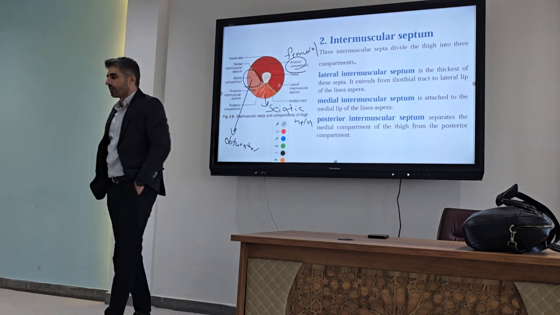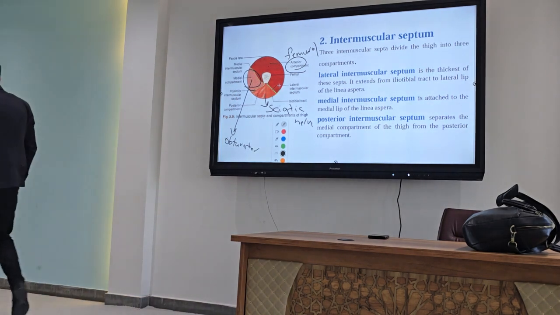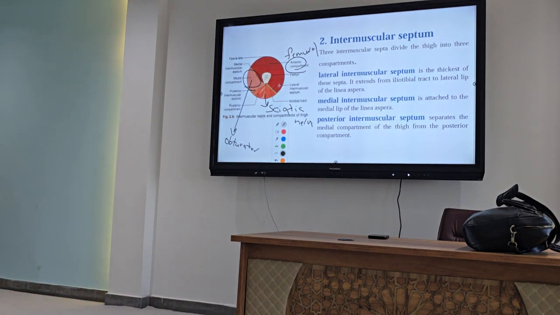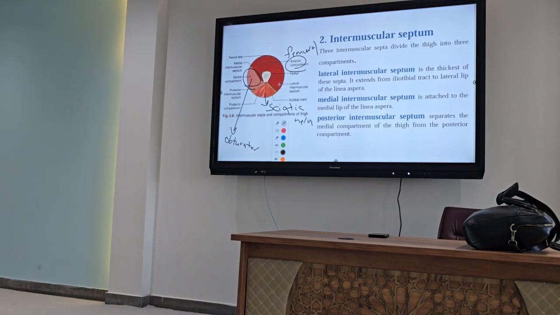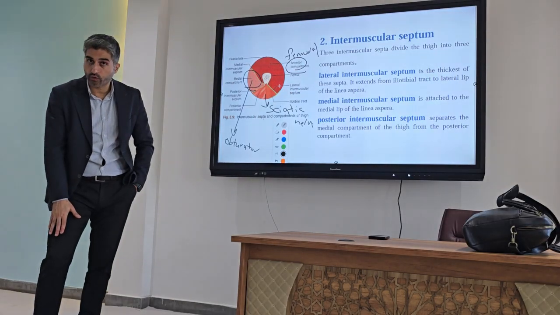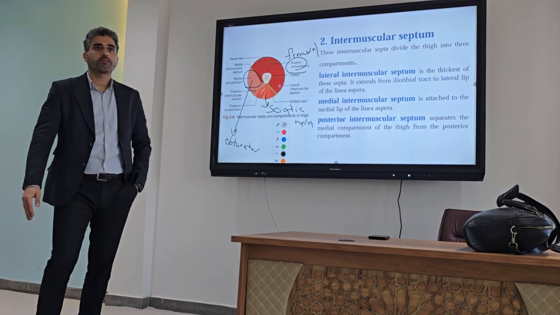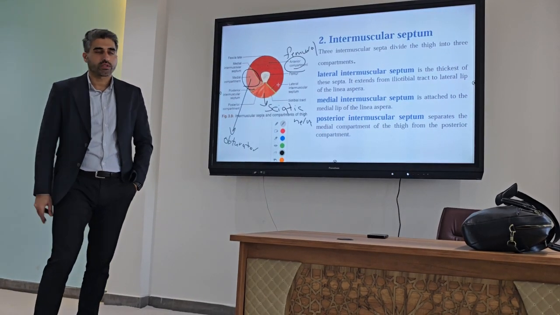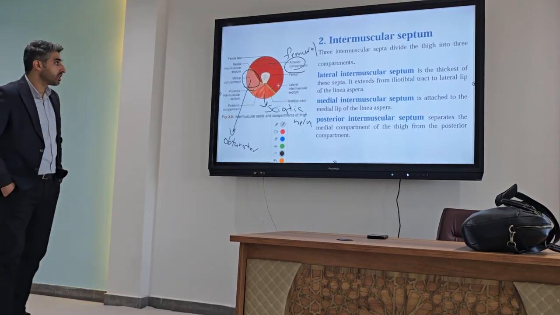So we have 3 compartments, each compartment has a specific function, and each compartment has a specific nerve. Anterior compartment, femoral nerve for the muscles. Medial compartment, obturator nerve. Posterior compartment, sciatic nerve.